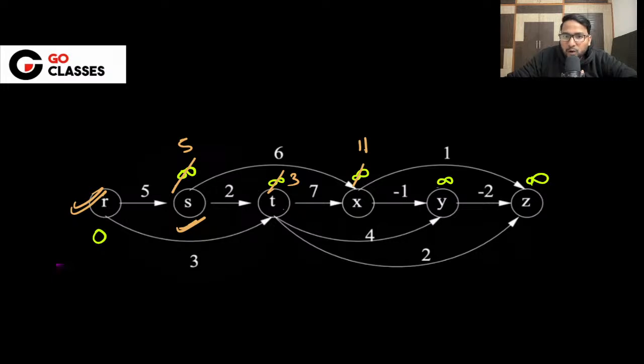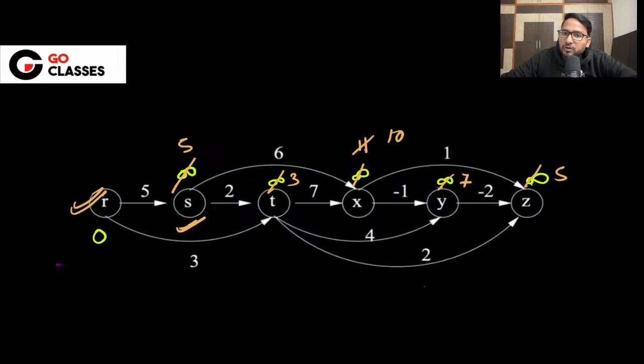Now relax all the outgoing edges from T, right? This is 3 plus 7, 10. This is 3 plus 4, 7. This is 3 plus 2, which is 5. All the outgoing edges from X also. This is 10 plus 1, 11. So don't need to update it. Okay, so see, relax doesn't mean you always update. Relax means you just consider it.